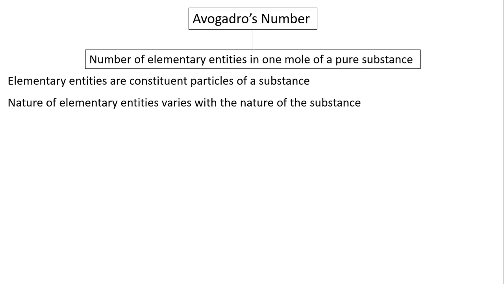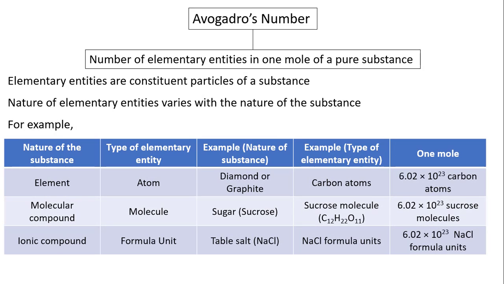So now let's take some examples from this table, and this table shows the first type of the elementary entity of the element. So what are the elementary entities of an element? The element is simply composed of atoms, so the elementary entity for the element will be atom. And if we take an example for that, we can talk about the diamond or graphite. We can call diamond or graphite as the elements because it's simply composed of carbon. There is nothing else in the whole structure of that.